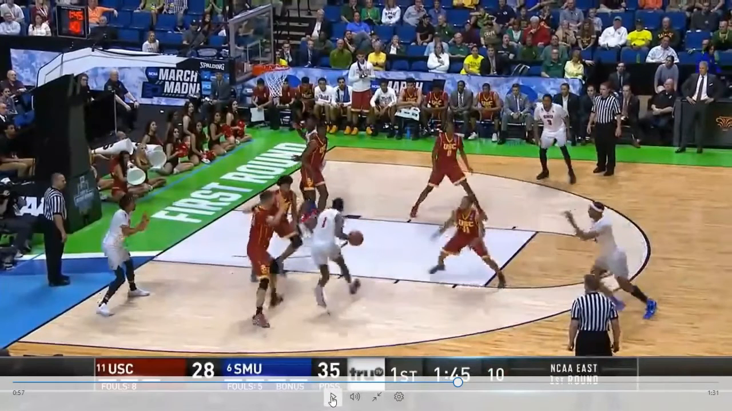Slow it down here, and you can see where his A and then B. So he's initiating the contact and not jumping straight up.